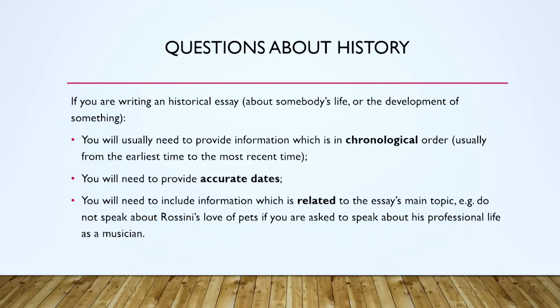Now, when you have a question about the history of a genre or the history of a person, it's very important that you put the information in chronological order. That means from the earliest date to the most recent date. I'll give you an example of where this hasn't happened. Let's say you are writing about a composer who was born in 1998. So let's say it starts like this. The composer was born in 1998.